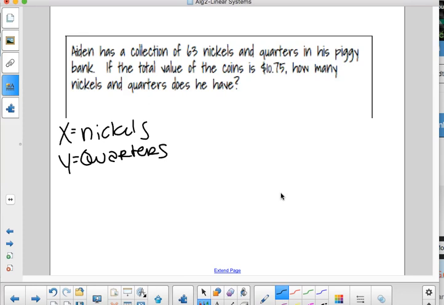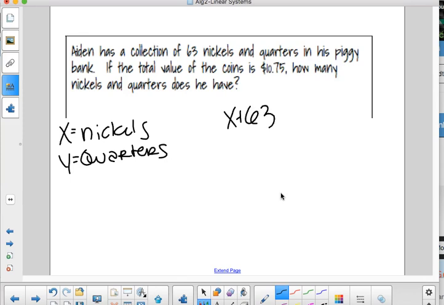So is it the amount of nickels and quarters or the cost of nickels and quarters? It's the amount, because we know what these costs are. Your variables can't be numbers. So it's just how many nickels he has, how many quarters he has. So he has a total of how many coins? 63. So what would that equation be? X plus Y is 63.